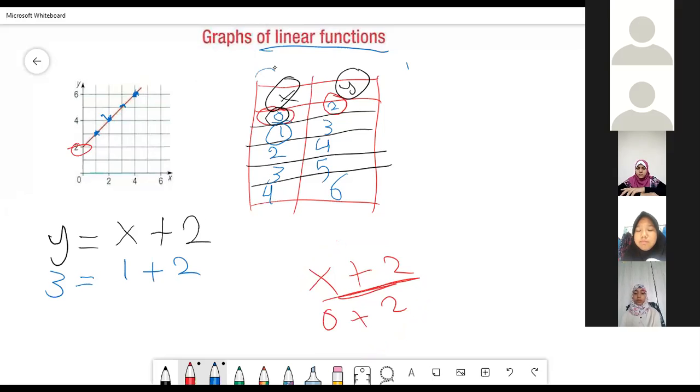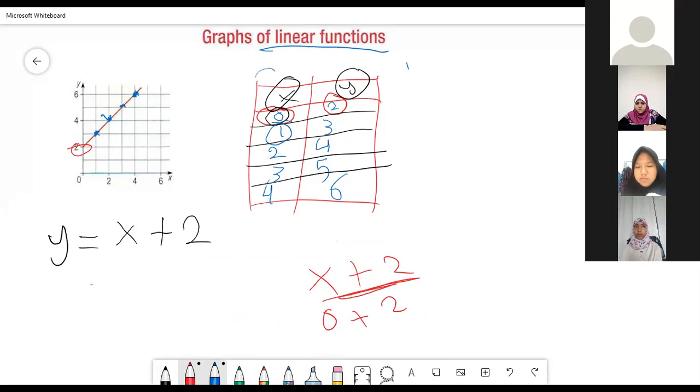So I was trying to make sure this rule is correct for the whole table or not. So I was replacing all the values of x in that rule to make sure it is going to give me the same values of y. When x equals 1, and my rule is x plus 2, right? So 1 plus 2 equals what? 3. What about, for example, 3?